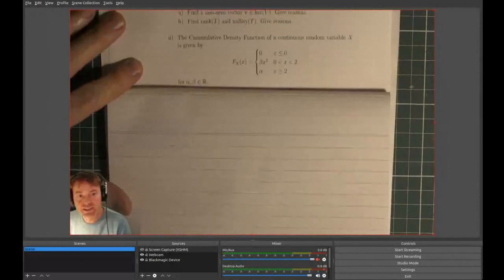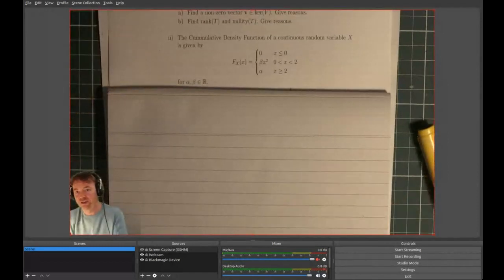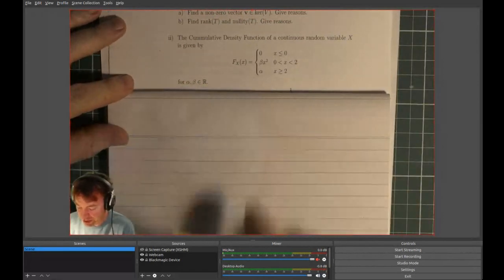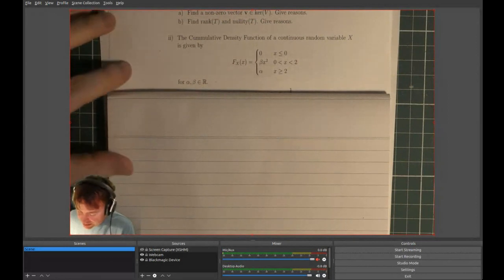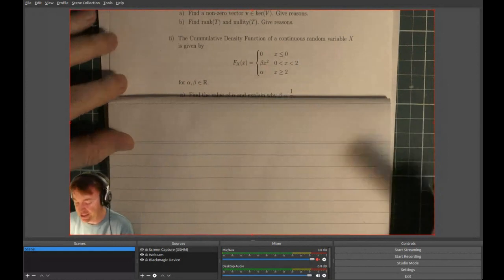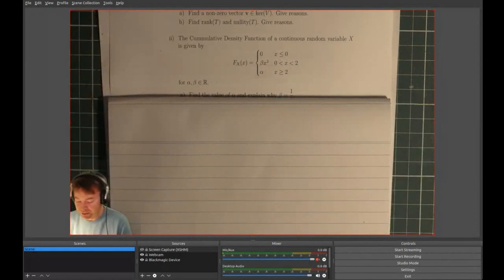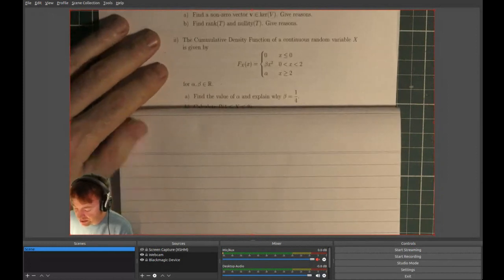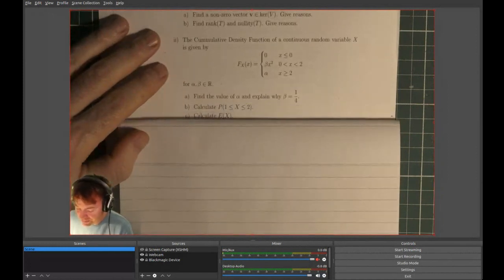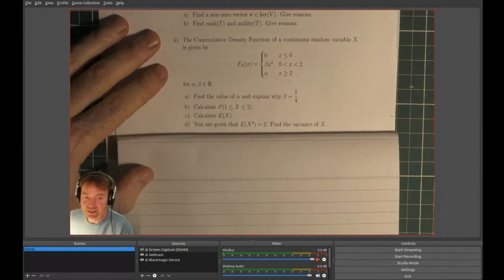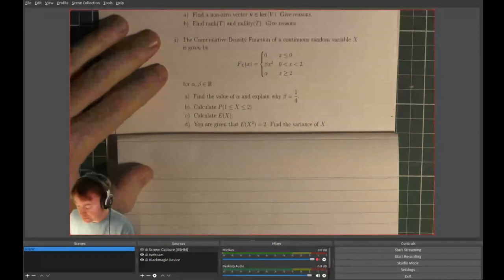We're given the cumulative density function of a continuous random variable x, and we're told what it is, and we're told that there's an alpha and beta involved. Okay, that's looking a bit big, and there's this thing called the cumulative density function, so we might want to think about that for a moment, but let's keep reading. Part 1, find the value of alpha and explain why beta is a quarter, and then calculate some probabilities, and then calculate an expected value and a variance.